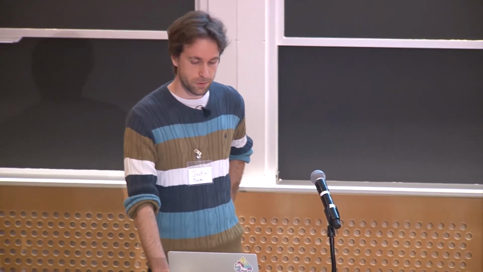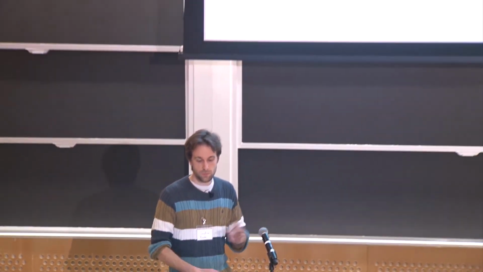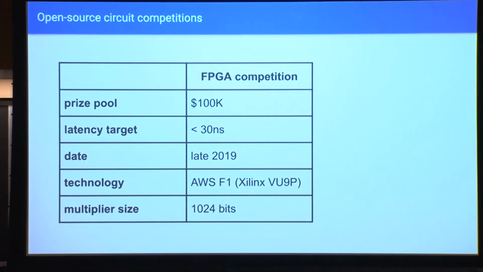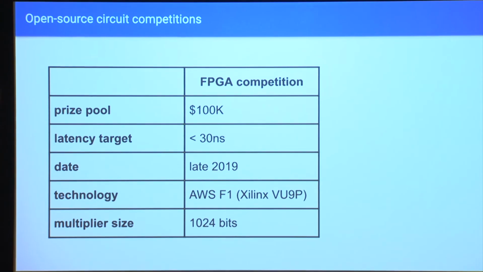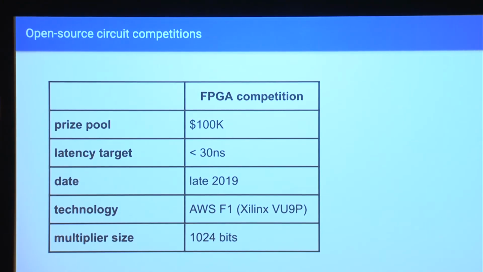So one of the things we want to do is these competitions. We want to do at least two competitions, one FPGA competition and one ASIC competition. The FPGA competition would be a kind of warm-up competition with a $100,000 prize. And we want to try and reduce the latency, ideally something like 30 nanoseconds or less. And we're looking to do that next year, and we'd use the AWS infrastructure.